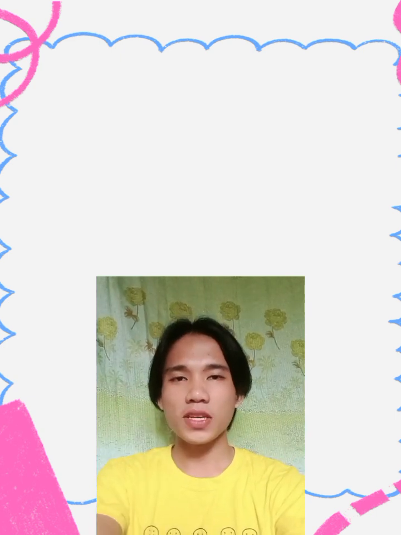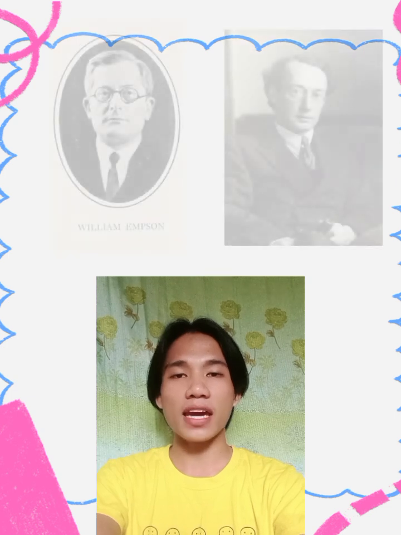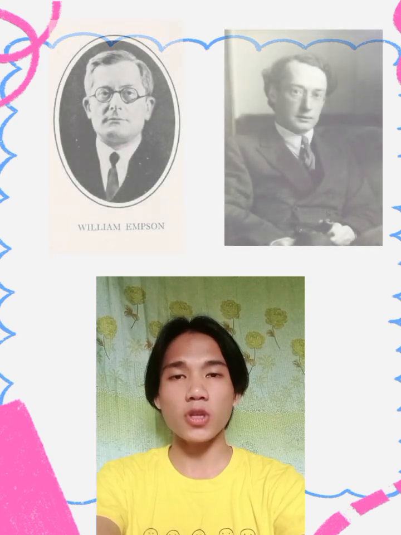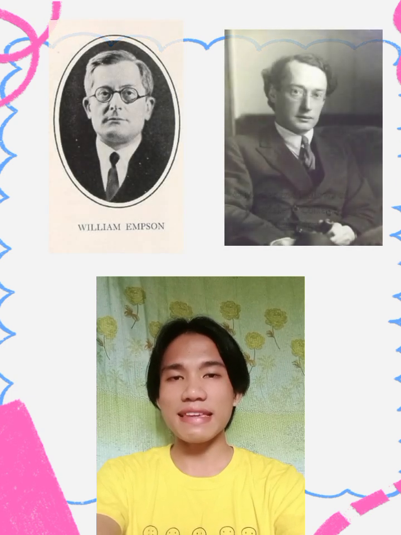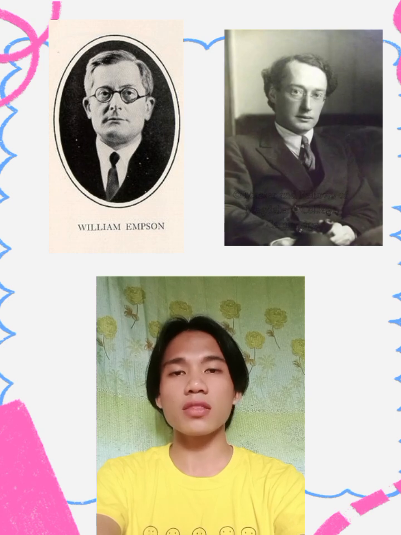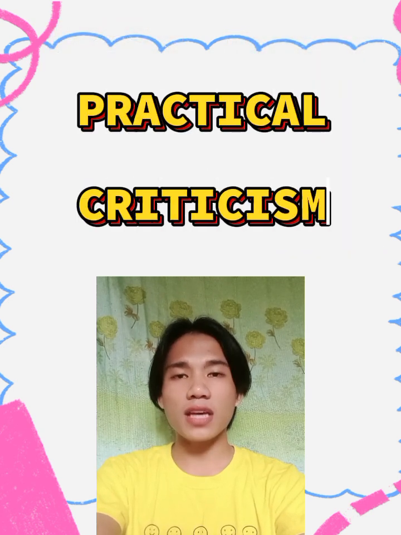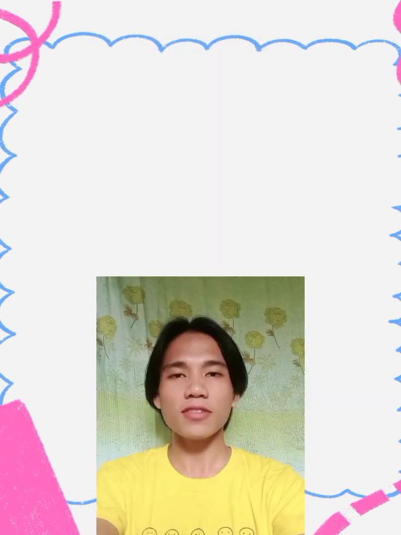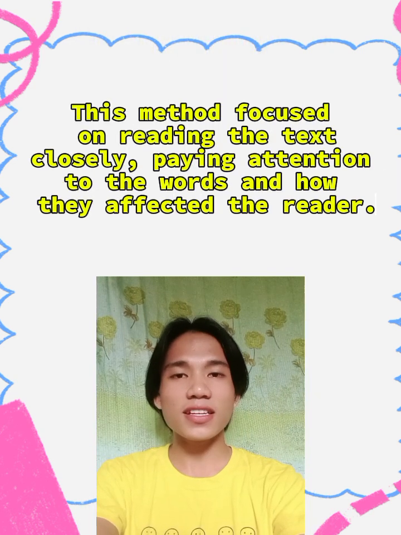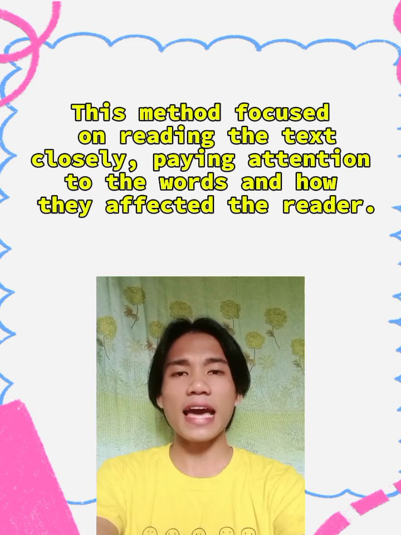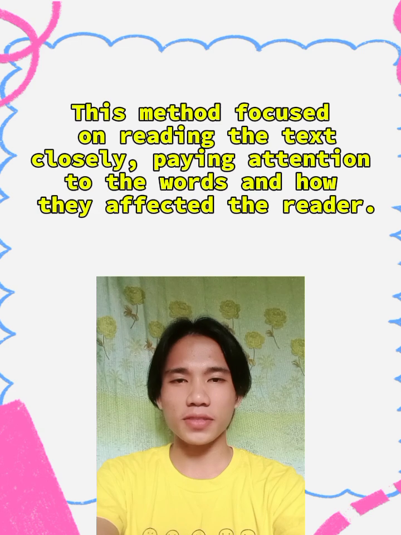But in the early 20th century, critics started to shift away from the author and began focusing on the text itself. Two important critics, I.A. Richards and William Empson, rejected the idea that we need to know the author to understand a text. Instead, they developed something called practical criticism. This method focused on reading the text closely, paying attention to the words and how they affected the reader.